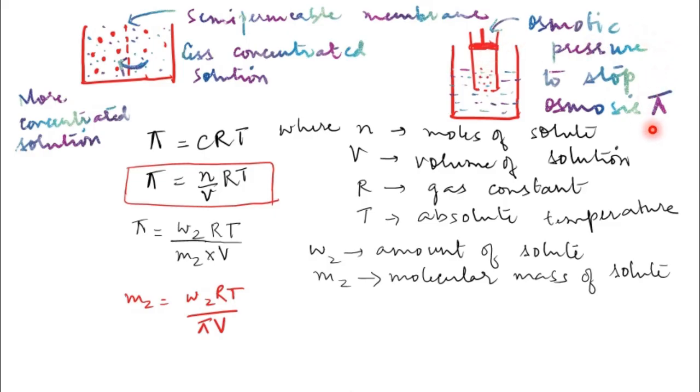which is equal to the osmotic pressure pi, and since pi is directly proportional to the concentration, it can be given as pi equals CRT. Isn't it similar to the gas equation?